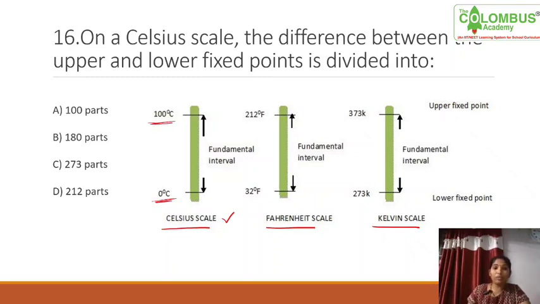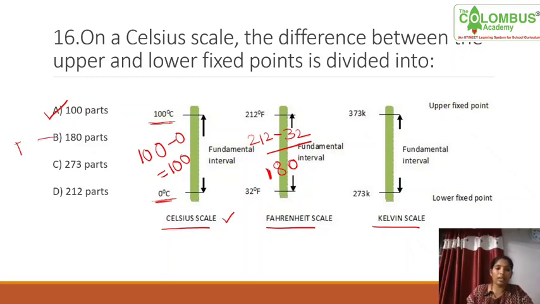So the difference between upper and lower fixed point is 100 minus 0, that equals 100. This is called division. So this scale is divided into how many parts? Yes, 100 parts. Then 180 parts, which scale? Let's check: 212 minus 32, that is 180. So 180 parts is the Fahrenheit scale.